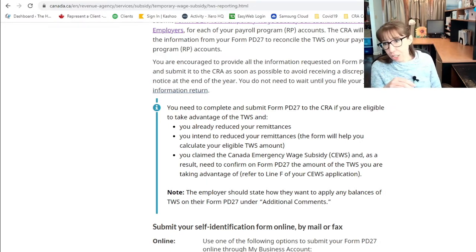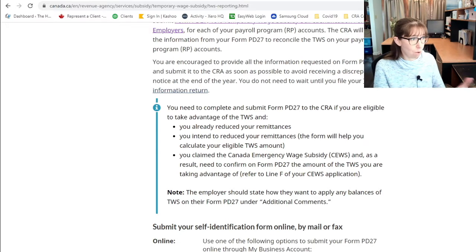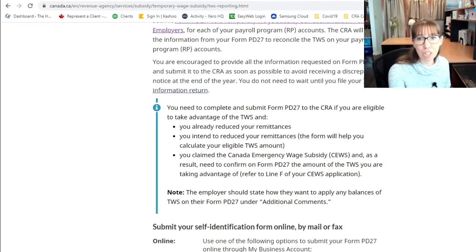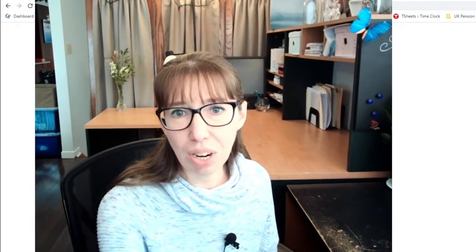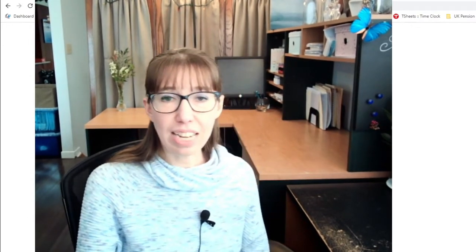So today is January 7th, 2021, so you've got until the 15th to adjust any December remittances, or remittances for December's deductions. Or you claimed the Canada Emergency Wage Subsidy, and as a result, you need to confirm on this form how much TWS you are taking advantage of that you said you were deducting from your CEWS application. And this form is really just to help CRA make sure that you've taken what you can and haven't taken more than you can.